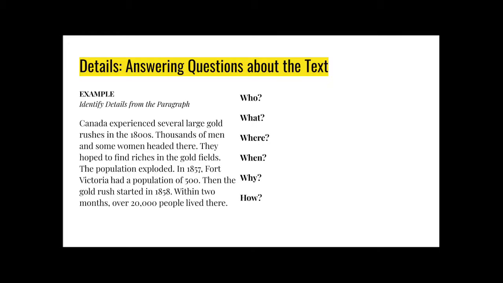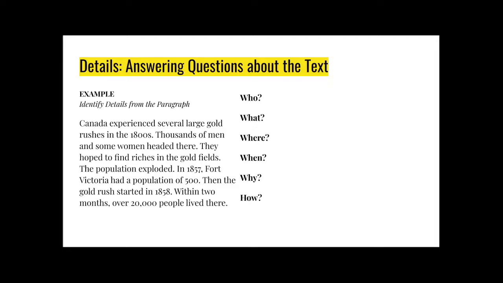To better understand details, let's take a look at an example. Canada experienced several large gold rushes in the 1800s. Thousands of men and some women headed there. They hoped to find riches in the gold fields. The population exploded. In 1857, Fort Victoria had a population of 500. Then the gold rush started in 1858. Within 2 months, over 20,000 people lived there. So let's look for specific details in the passage that will answer each of the 6 questions listed.